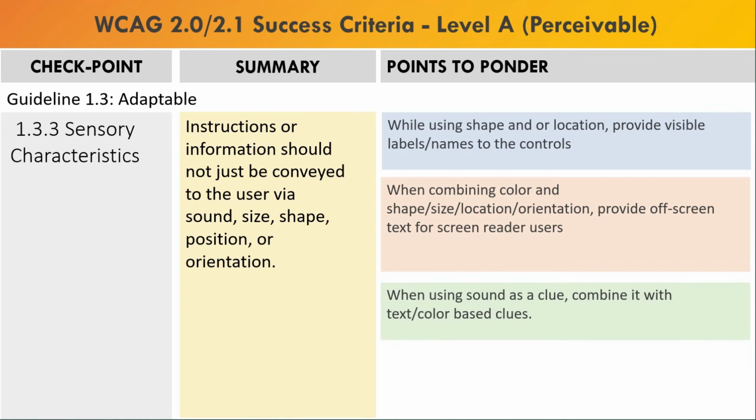1.3.3 Sensory characteristics. Instructions or information should not just be conveyed to the user via sound, size, shape, position, or orientation. While using shape and/or location, provide visible labels/names to the controls. When combining color and shape/size/location/orientation, provide off-screen text for screen reader users. When using sound as a clue, combine it with text/color-based clues.